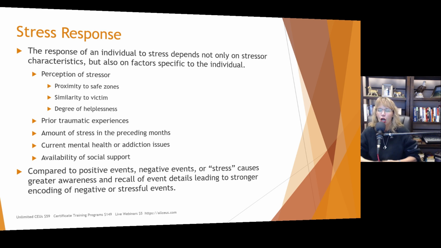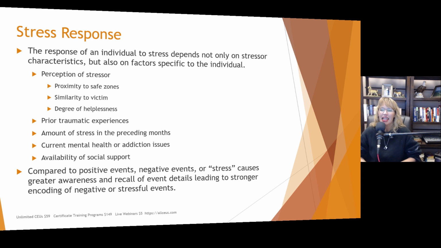Prior traumatic experiences often mean that a person already has some level of HPA axis dysfunction, but a current trauma can trigger prior traumas, and it can have an exponential effect that really sends that HPA axis into the stratosphere. The amount of stress in the preceding months, current mental health or addiction issues, and the availability of social support are also factors that determine how overworked, if you will, the HPA axis is. If the HPA axis is already overworked or starting to experience dysfunction because the person's been pumping that cortisol like crazy, then they are probably going to have a more extreme stress response to any current stressor.